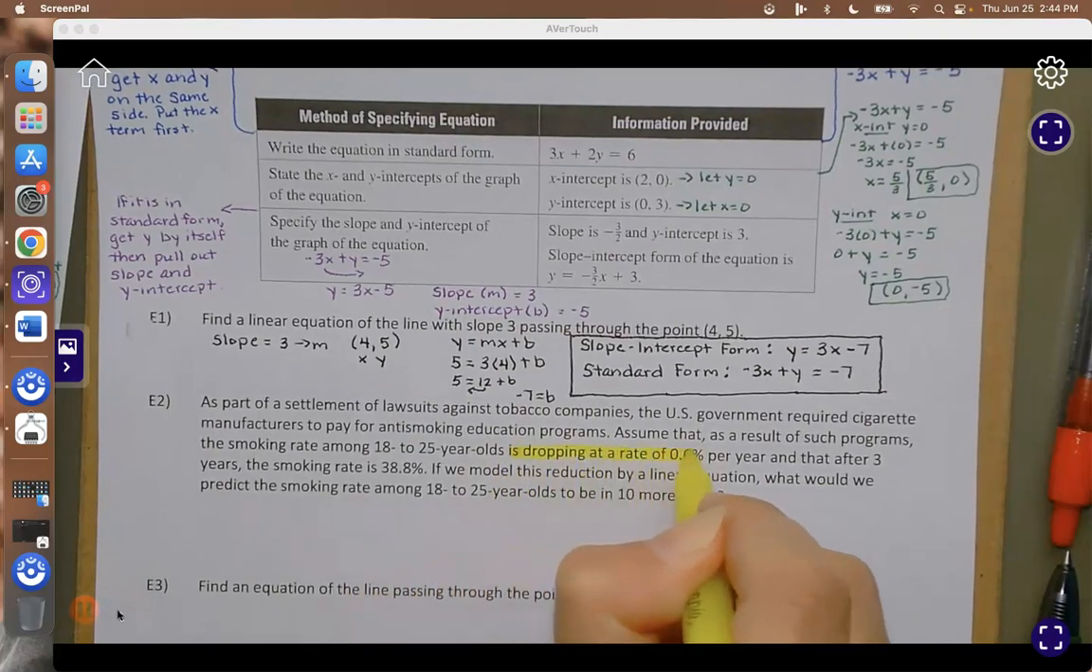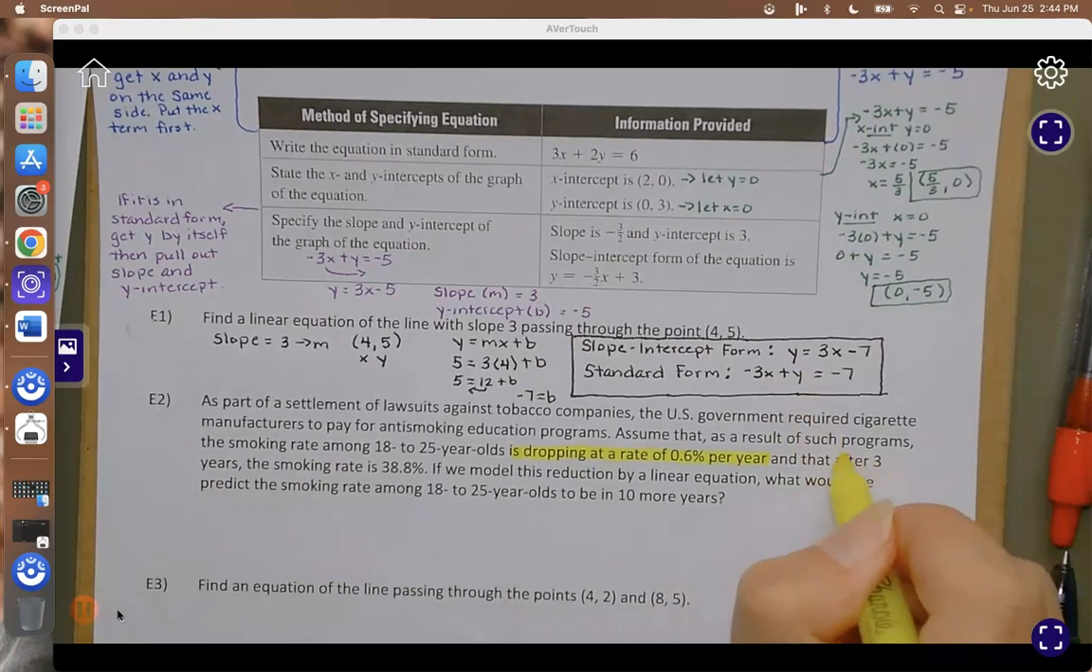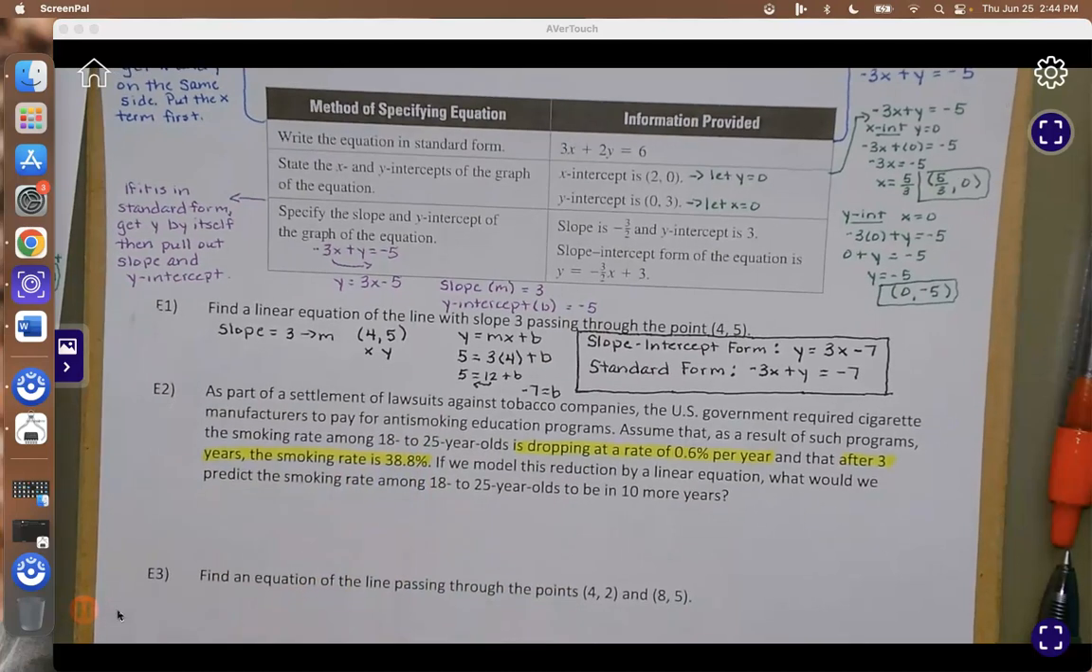Okay? Anytime it talks about a rate, that's your slope. Okay? And that after 3 years, the smoking rate is 38.8%. Okay? If we model this reduction by a linear equation, what would we predict the smoking rate to be in 10 more years? So there's 2 parts to this.